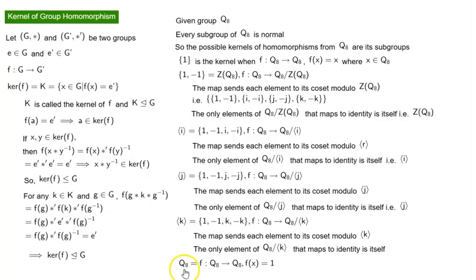Finally, remember the group itself is a subgroup. So if we take Q8 and you have a mapping f which takes Q8 to Q8, where f of x equals 1. Now here every element maps to 1. So the kernel is Q8.